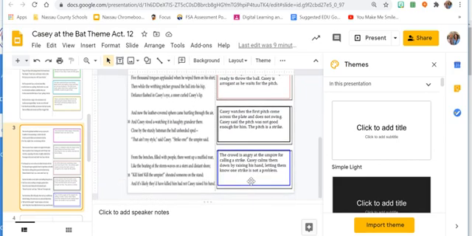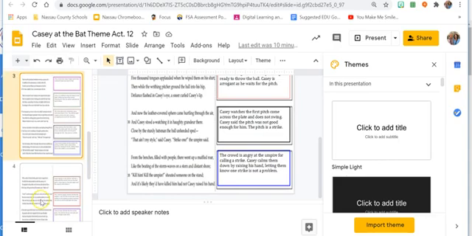From the benches filled with people, there went up a muffled roar, like the beating of the storm waves on a stern and distant shore. Kill him! Kill the umpire! shouted someone in the stands, and it's likely they'd have killed him had not Casey raised his hand. So the crowd is really angry that the umpire called it a strike. And Casey actually calms the crowd down by raising his hand and letting them know, hey, one strike, that's not a problem.